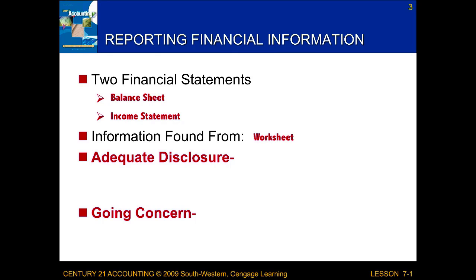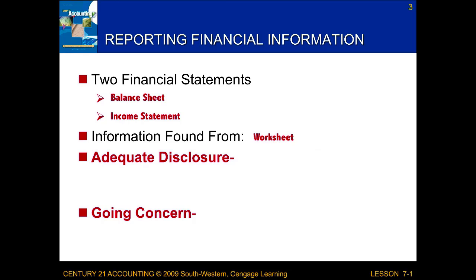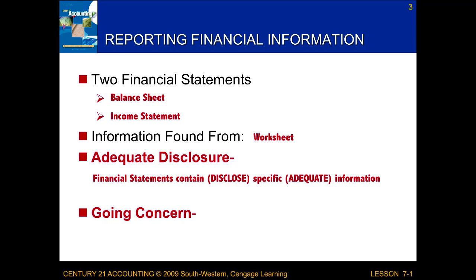And we have two vocab words. The first is adequate disclosure. And this relates to financial statements because when we create our financial statements, we need to make sure that they contain or they tell us, aka disclose, specific, in this case, adequate information. And so adequate disclosure, again, is making sure that that balance sheet and income statement, both financial statements, are disclosing adequate or specific information.